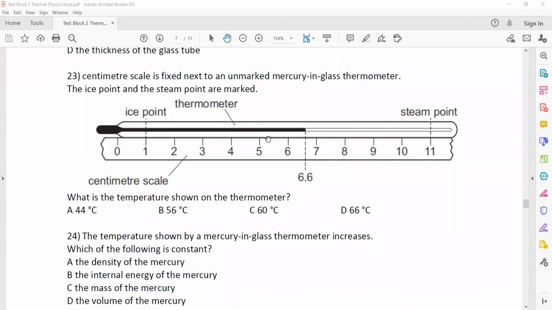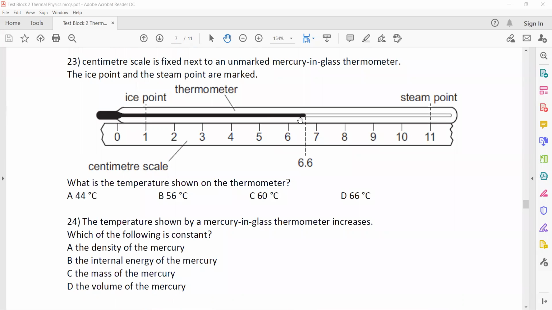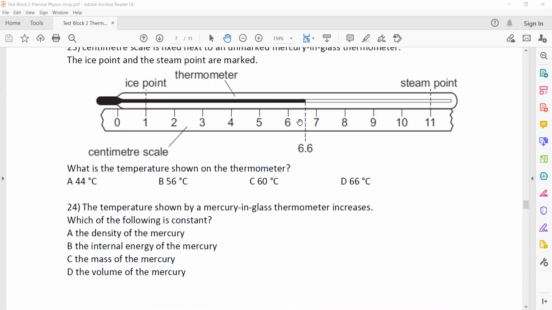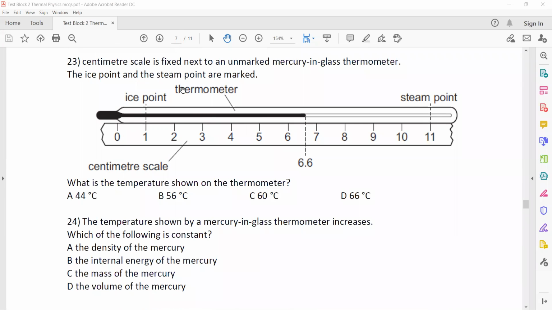A centimeter scale is fixed next to an unmarked mercury in glass thermometer. Ice point and steam point: ice point means 0 degrees centigrade and steam point is 100. What is the temperature shown in the thermometer? From ice point to steam point, because ice point is 1 centimeter and steam point is 11, it is 10 centimeters between them.